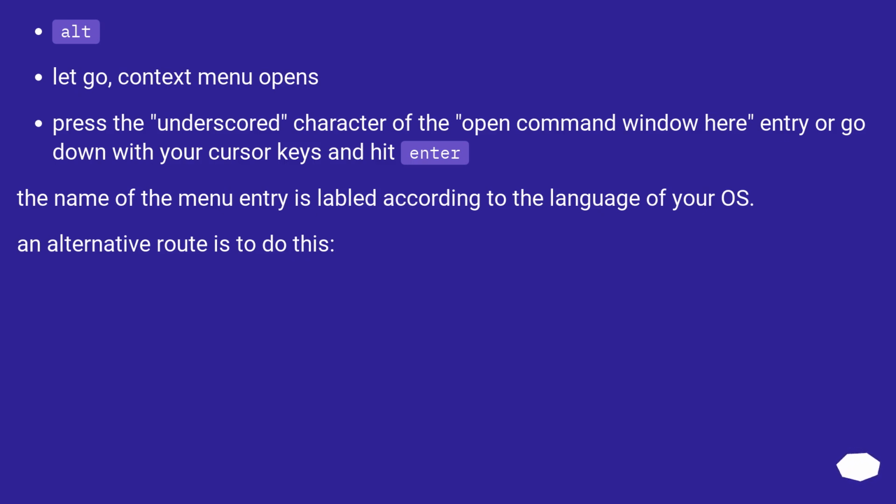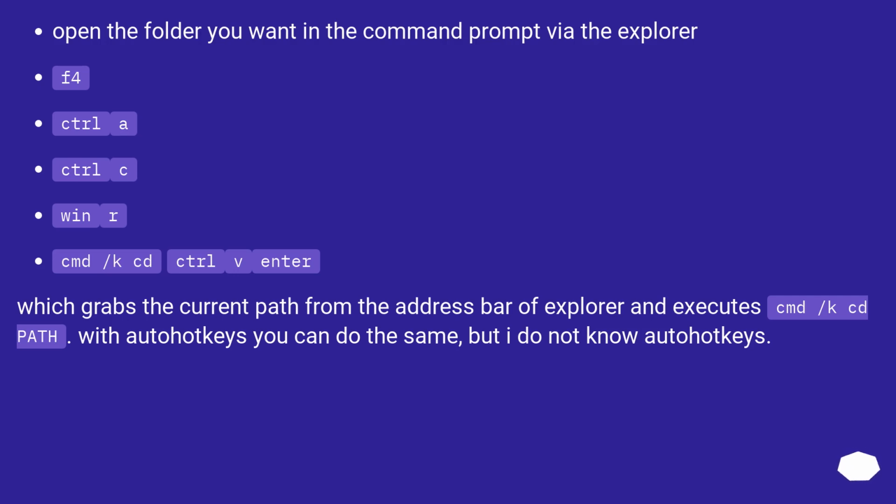An alternative route is to do this. Open the folder you want in the command prompt via Explorer. Press F4, Ctrl+C, Win, type cmd /k cd, Ctrl+V, Enter, which grabs the current path from the address bar of Explorer and executes cmd /k cd path. With AutoHotkey you can do the same, but I do not know AutoHotkey.